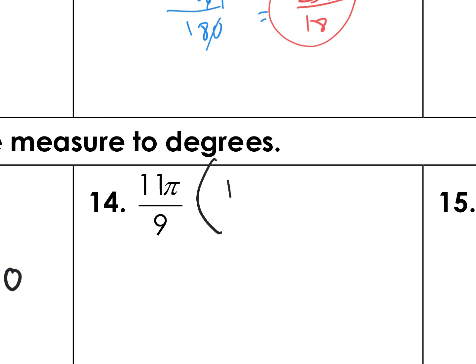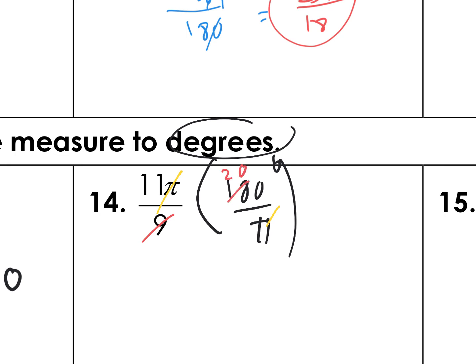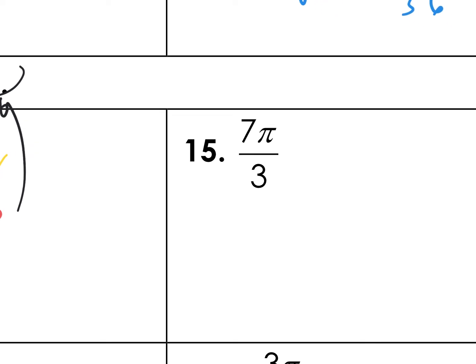Again, multiply it by 180 degrees on top to make sure that's a degree answer over pi. And again, we're so lucky that the pi is canceled. And if I want to do some of it in my head, 9 goes into 180 20 times. So it's going to be 220 what? Degrees. Okay, let's do another one.